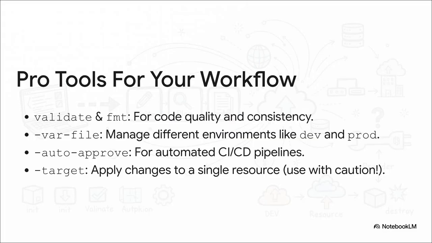Well, this is where these pro tools come into play. You'll use commands like validate and fmt just to keep your code looking good and error-free. To handle different environments, you'll lean heavily on the -var-file flag. That's a lifesaver. In your automation pipelines, -auto-approve is your friend, so you don't have to manually type yes every time. And then there's -target. This lets you change just one specific thing. But listen, use this one with extreme caution. It's really easy to mess things up with it.